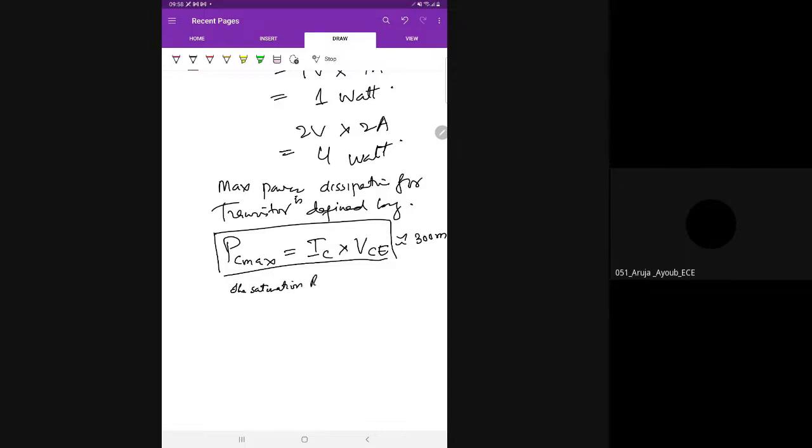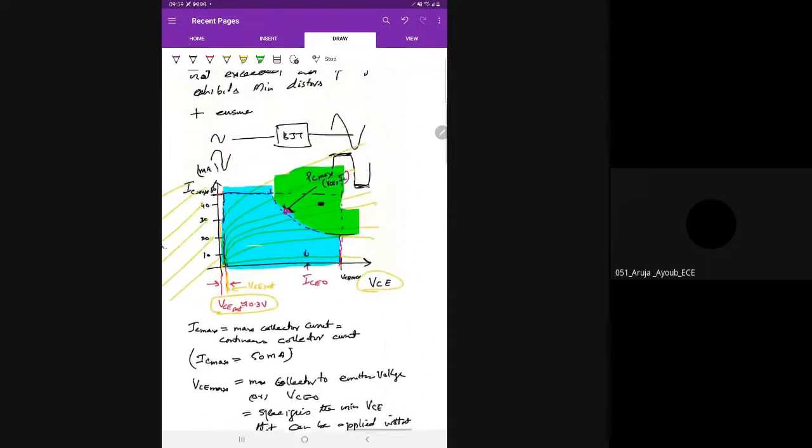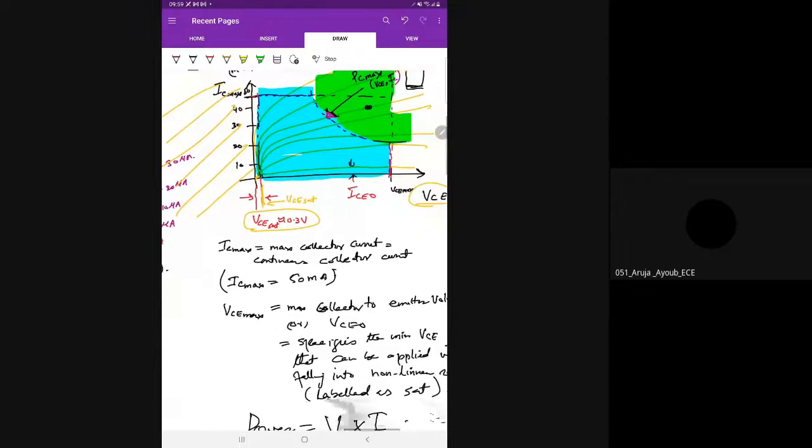The saturation region is defined when VCE is less than VCE saturation. Okay, VCE saturation. So the saturation region is defined when your VCE is not in this range, this green range. So where will it be? It is less than VCE saturation. So it means it will start from here and go all the way here, somewhere here. Then you can say that this is the saturation region. That's what I have written.